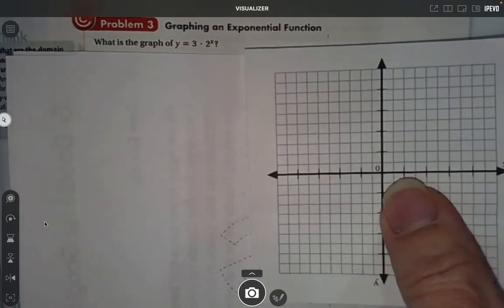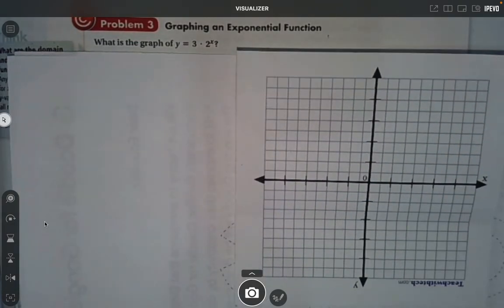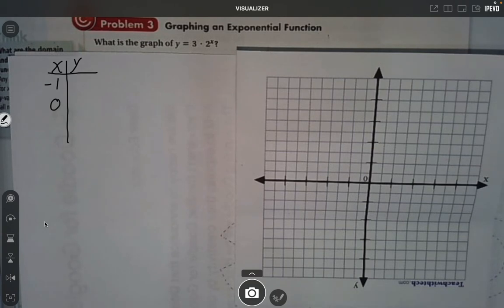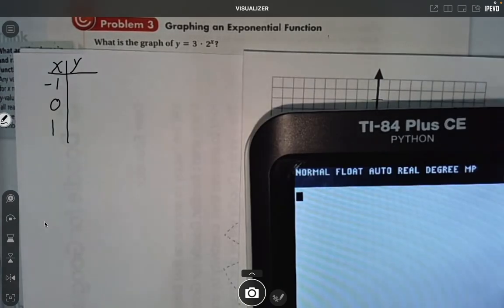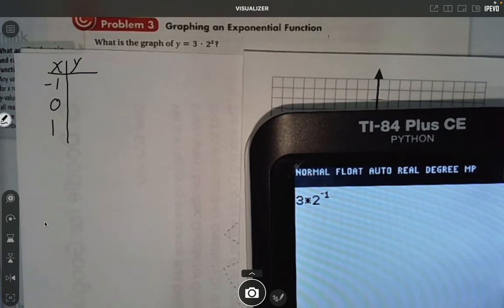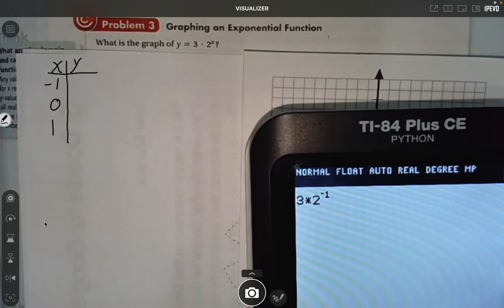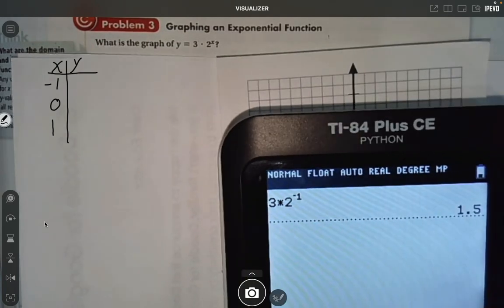I'm going to put a little graph right here. The first thing you're going to do is just pick some numbers for x. Let's just pick a couple. How about -1, 0, and 1? Remember doing this when we had to graph? So then I just have to plug it in. I would just use my calculator, and I would say, okay, I'm going to do 3 times 2 to the -1. Does everybody see what I did there? I just took my -1 and plugged it in for x. Typed it in my calculator, and it tells me it's 1.5.